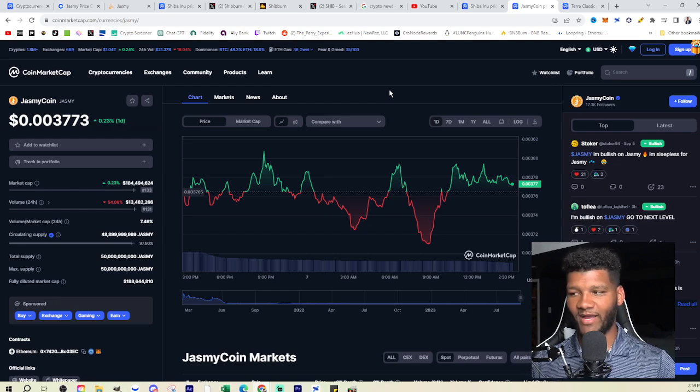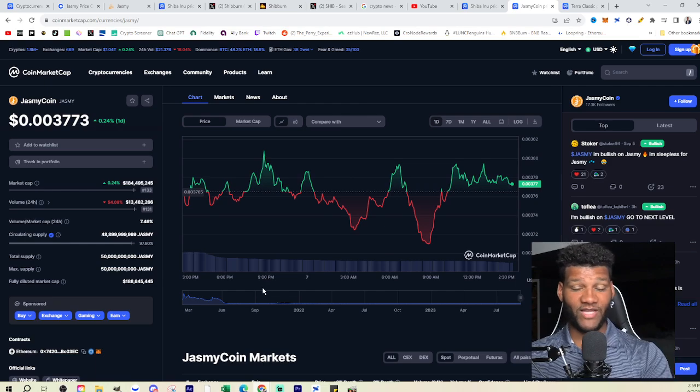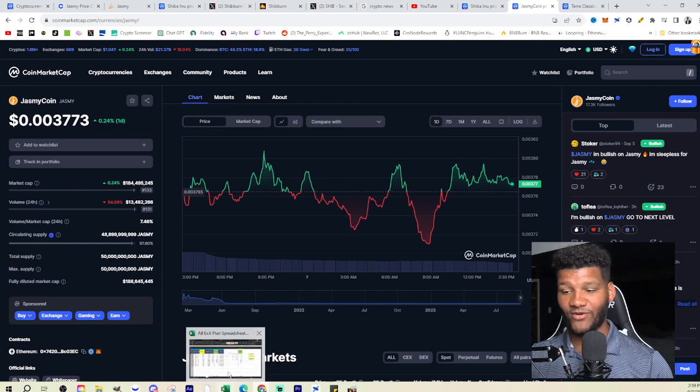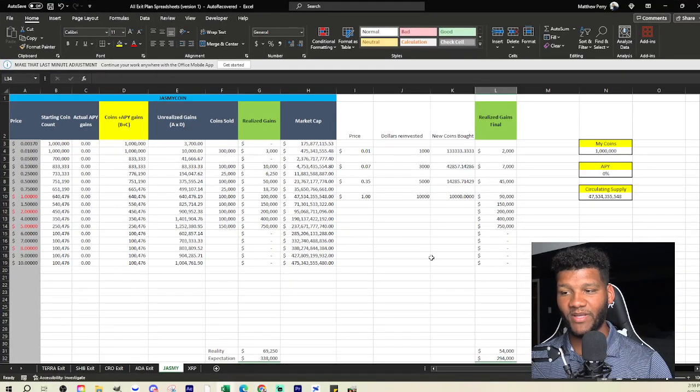You could see right above my head, I'm bullish on JASMY coin. I'm sleepless for JASMY. A bunch of people that are bullish on JASMY understand the growth that it could have. Now, as you understand the growth, you also need to understand what your overall plan will be. Now, this is kind of an adjusted plan. I will explain exactly what's going on here and what I decided to do.